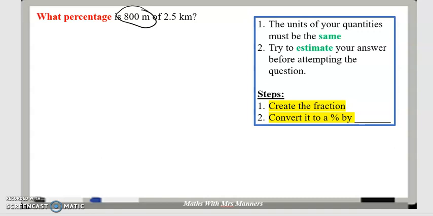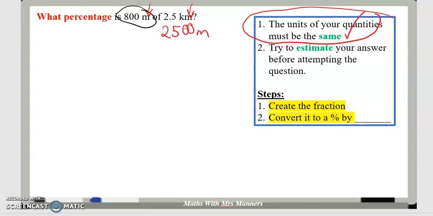So once again, this is where point number 1 becomes relevant. Your units must be the same. Straight away, I hope you've noticed that we've got meters and kilometers, so really we need to make them the same. Probably easier to make the 2.5 kilometers into 2,500 meters. So units must be the same.